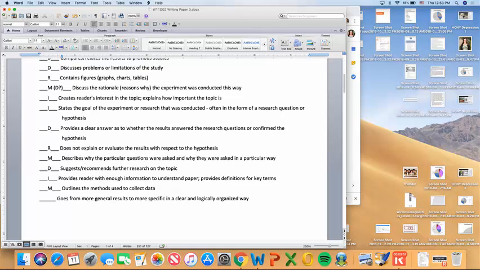All right. Goes from more general results to more specific in a clear and logically organized way. What is that, Angela? Methods? We're not talking about the results when we're talking about the methods. Discussion? I think that's probably it, we'll check. Results or discussion, that's another one we're going to double check on. But the idea is to go more general and then talk about some of the more specific ones. I think this is results, but I'm going to double check that. You can put a lot in the discussion and still be writing a good, logical discussion. Are there any questions about these? Besides the two that I pointed out that I'm going to double check on.